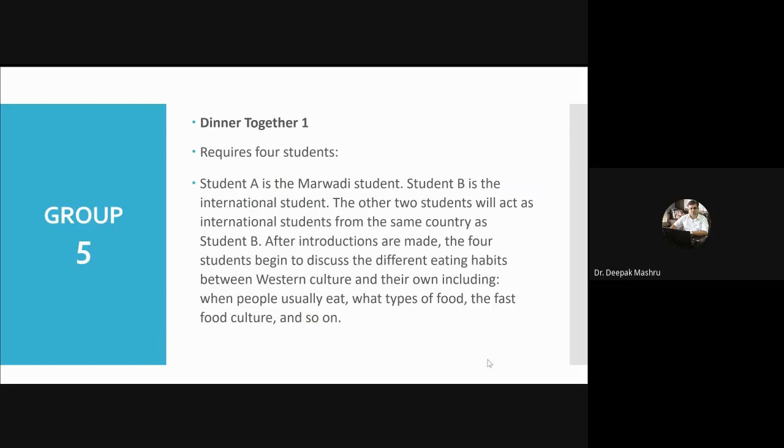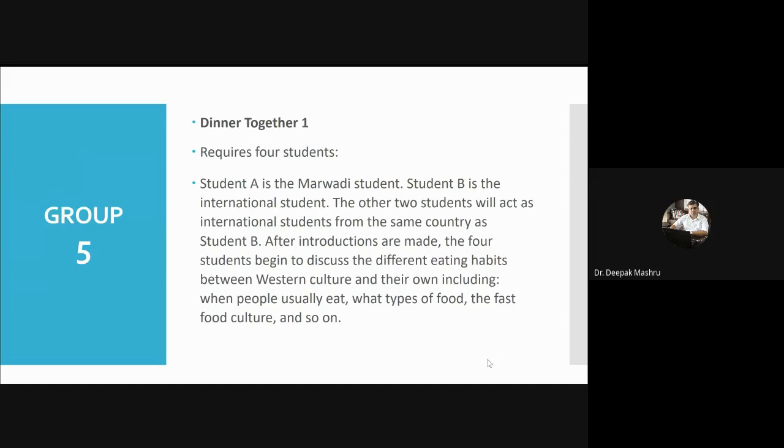Group number 5 requires 4 students. Student A is the Marwadi student, student B is the international student. The other 2 students will act as international students from the same country as student B. After introductions are made, the 4 students begin to discuss the different eating habits between Western culture and their own, including when people usually eat, what types of food, the fast food culture, and so on.